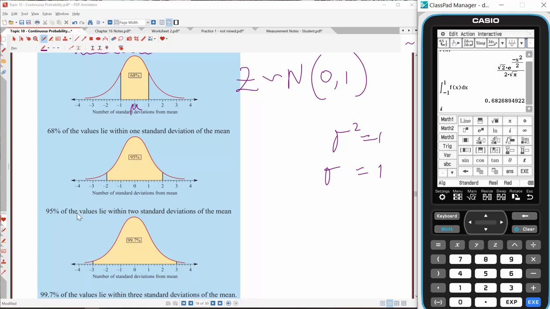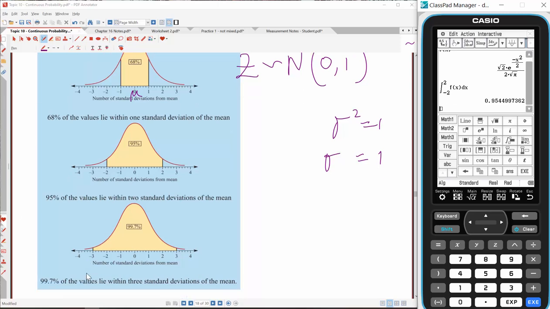All right, what else? 95% of the values lie within 2 standard deviations of the mean. So if you fall within 2 standard deviations of the mean, you are basically part of 95% of the population, if the data is normally distributed. We can do that again by changing the terminals here, and what should happen is I get 0.95, so 95%.